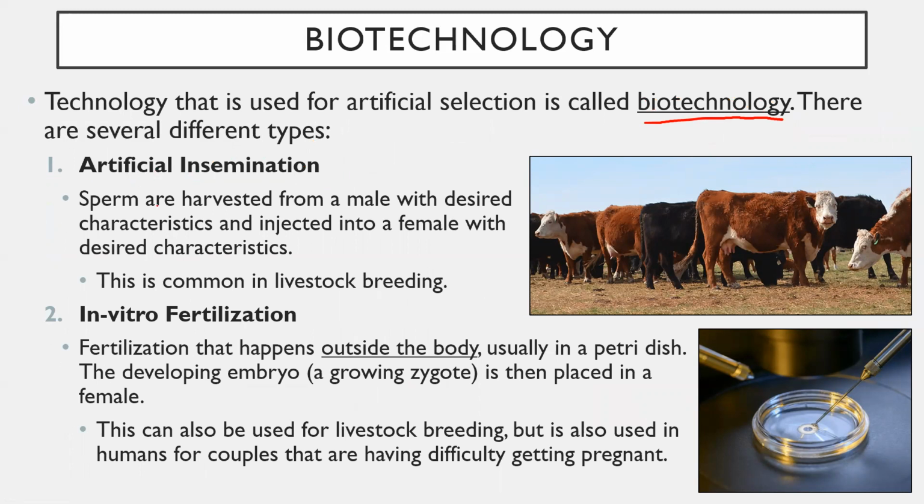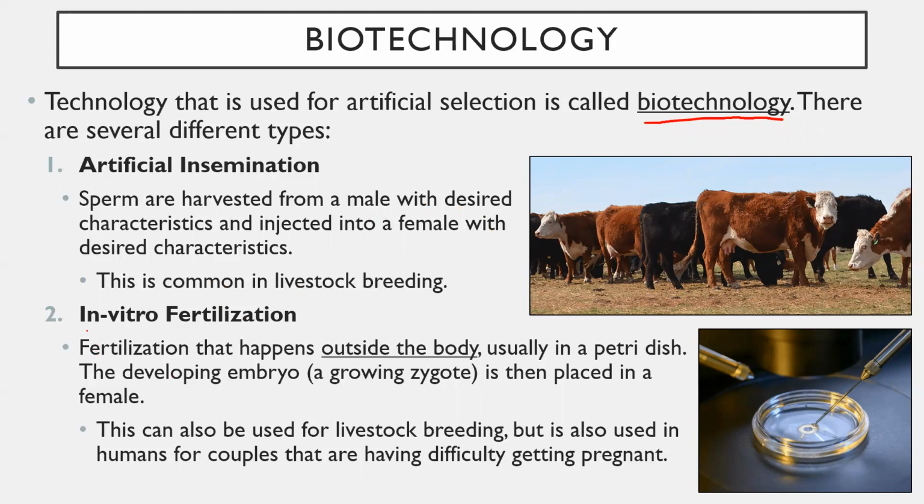The first one is called artificial insemination. This is a really common one on farms. Sperm is harvested from a male with desired characteristics and then injected into a female with desired characteristics. And again, that's very common in livestock breeding, right? They do that very, very frequently.